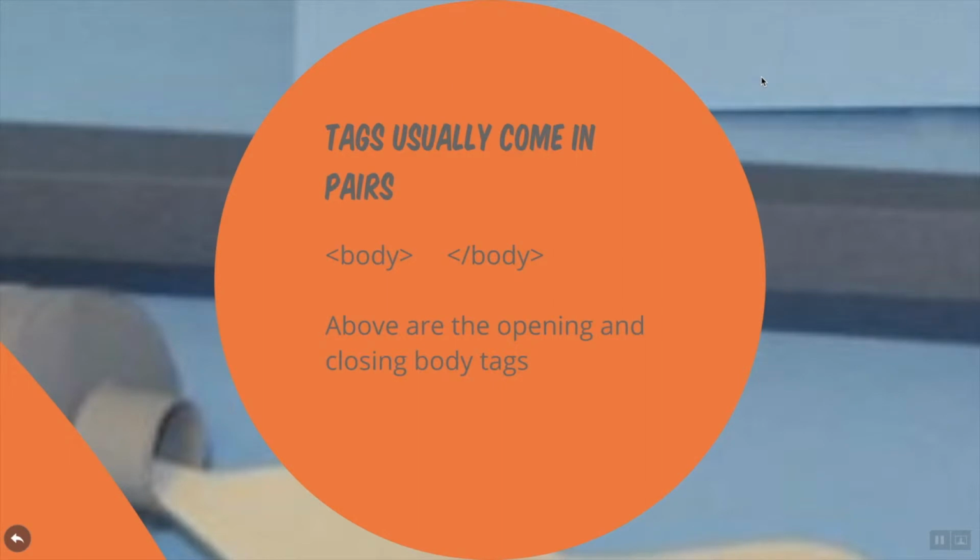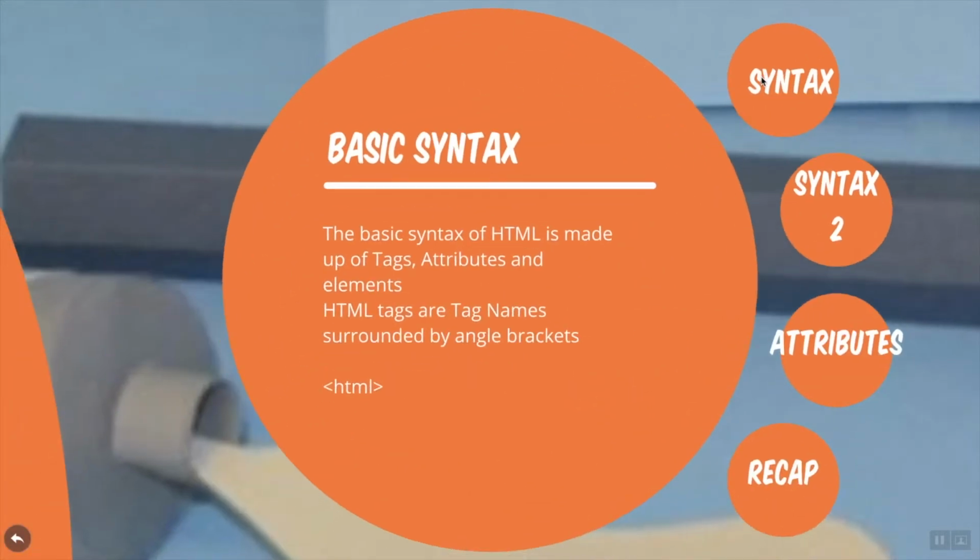Let's talk about the syntax. As I said before, tags usually come in pairs. In this particular case, you have a body tag, which we'll talk about a little bit later. And notice you have an opening body tag and a closing body tag. And above, you can see that the closing body tag is denoted by a slash. And anything in between there, any content will be placed in between the opening body tag and the closing body tag.